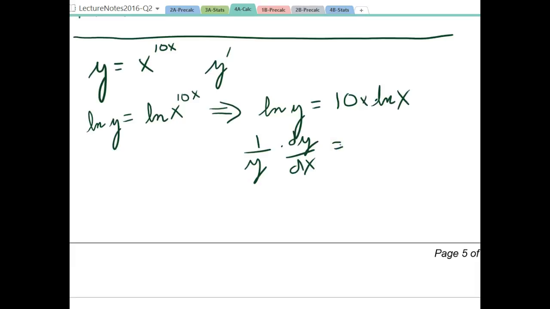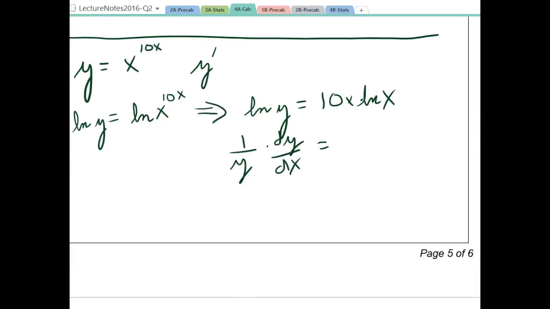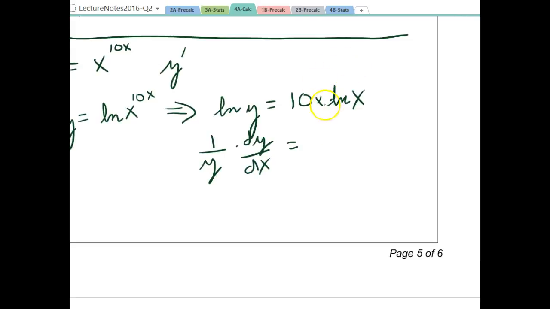Over here I am going to use the product rule on the right hand side because I'm taking the derivative of two products. The 10 is a constant, so I'm going to leave that out here. So the derivative of x natural log of x, I'm going to take x times the derivative of natural log of x, which is 1 over x, plus the derivative of x, which is 1, times the natural log of x. And I close off the parentheses there.